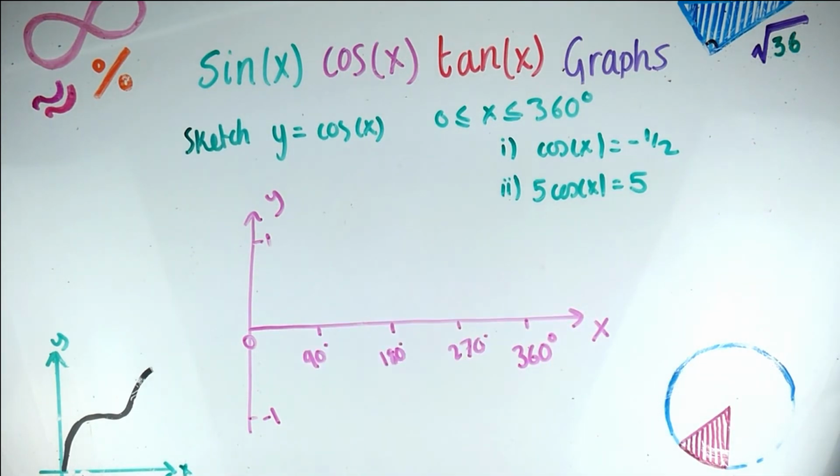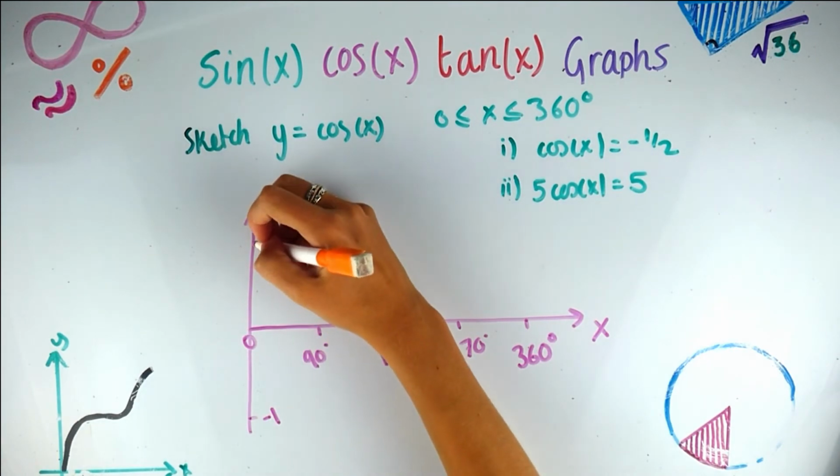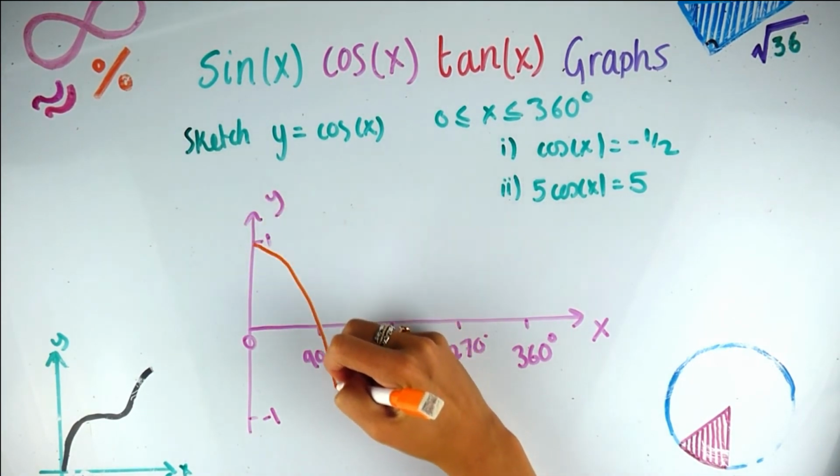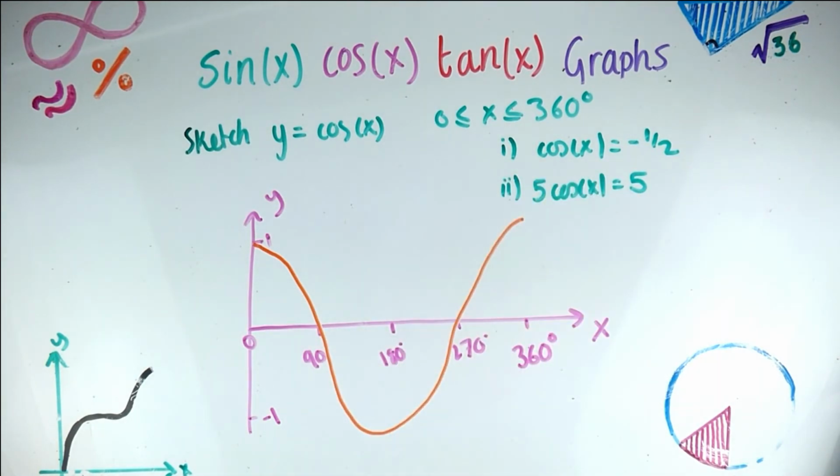Okay, so we know we're sketching a cos graph, and that means cos buckets. We're going to draw a bucket, which means we start here because we want buckets. This one starts at 1, not 0, and we're going to go through 90. And then we have our cos bucket sketch from 0 to 360.